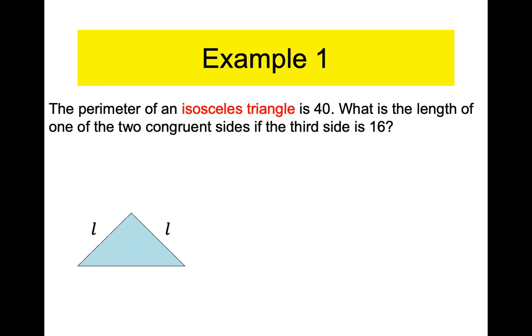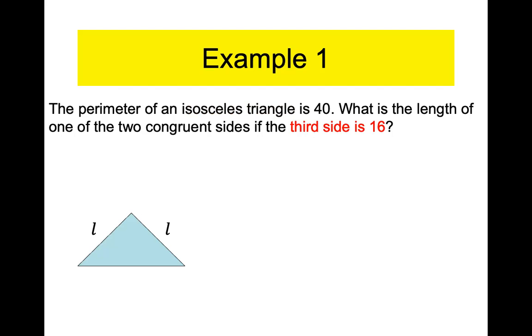Do we know the third side? No. Read. It's 40. Oh no, that's the perimeter. 16. Where are you getting that from? The end of the question. It literally says the third side is 16. So yes, I will insult you and say, read the whole thing. I asked you to read the first sentence, but read the whole thing as well.